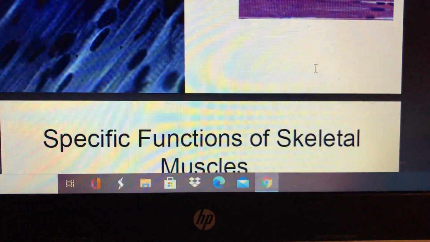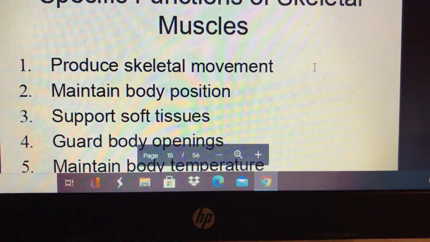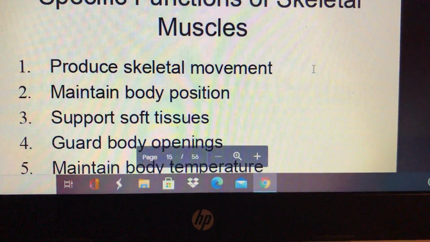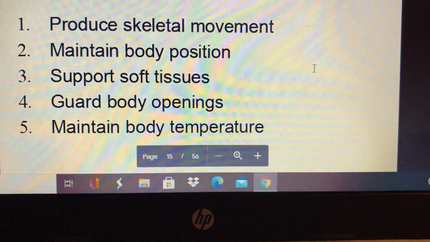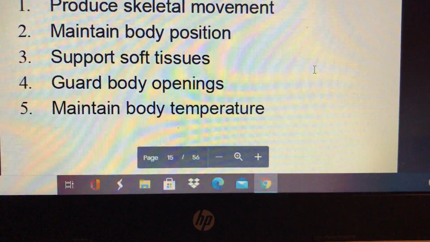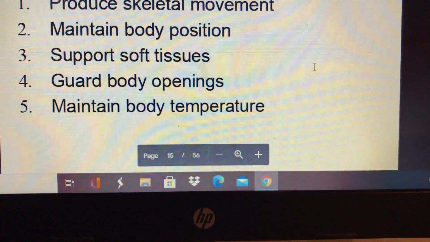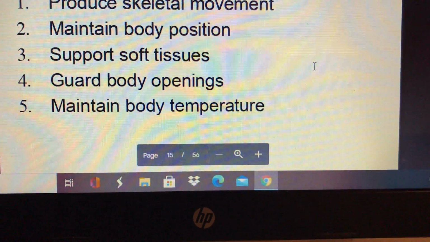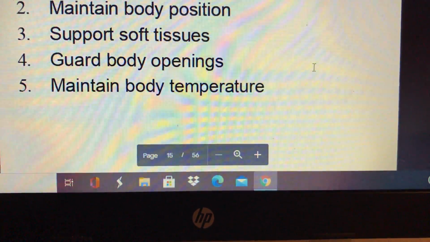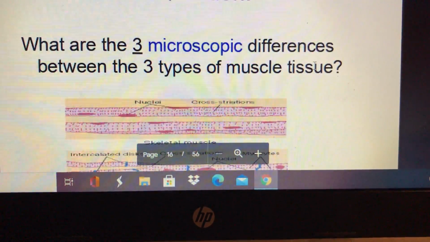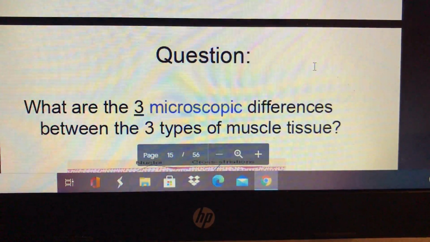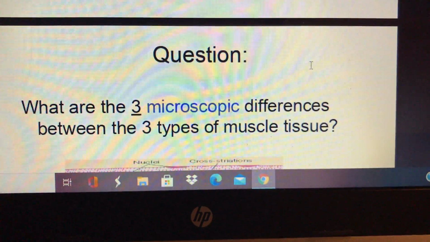Histology of skeletal muscle. This is what skeletal muscle looks like under the microscope. Specific functions of skeletal muscles: skeletal muscle produces skeletal movement, maintains body position, supports soft tissues, guards the body openings, and maintains body temperature. So, what are the 3 microscopic differences between the 3 types of muscle tissue?